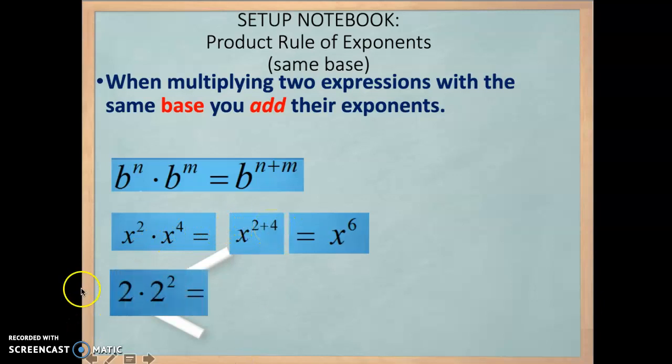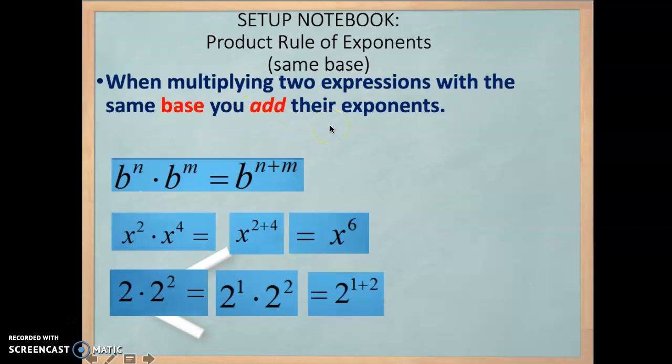The next one, notice the base is numerical and not a variable. In this case, 2 times 2. I'm not going to multiply those. The base is going to come out. Also, since this one does not have anything shown, it is not 0, it's an imaginary one. And if I follow the rule of adding the exponents, 1 plus 2 as my exponent would be 3.